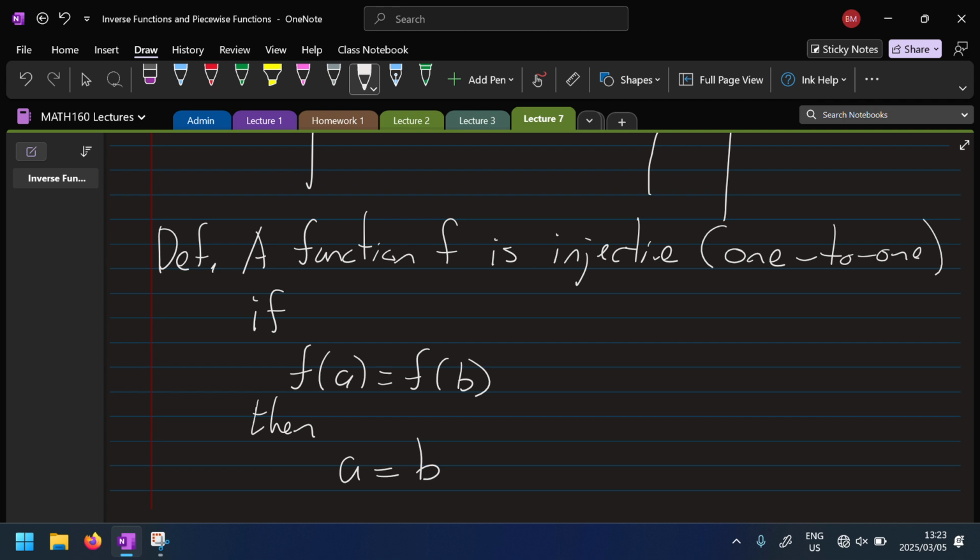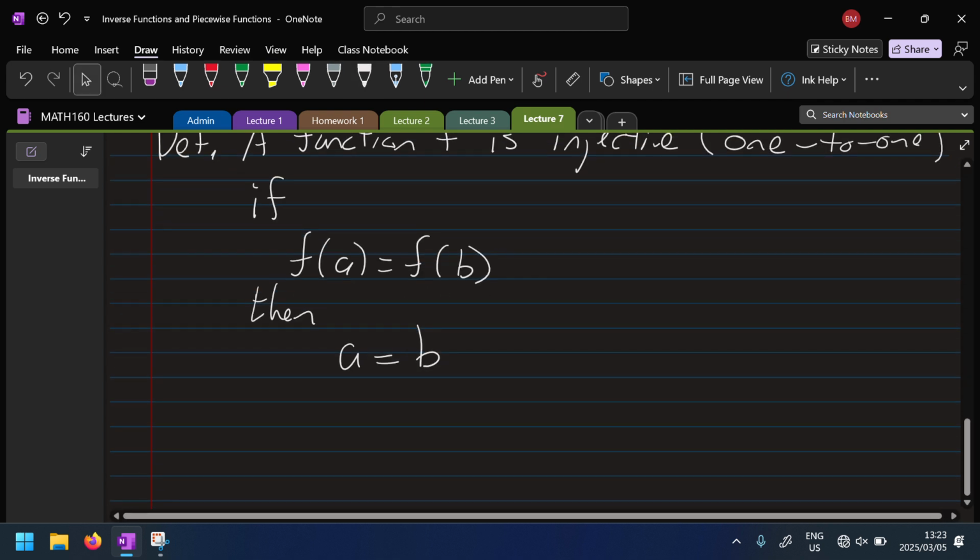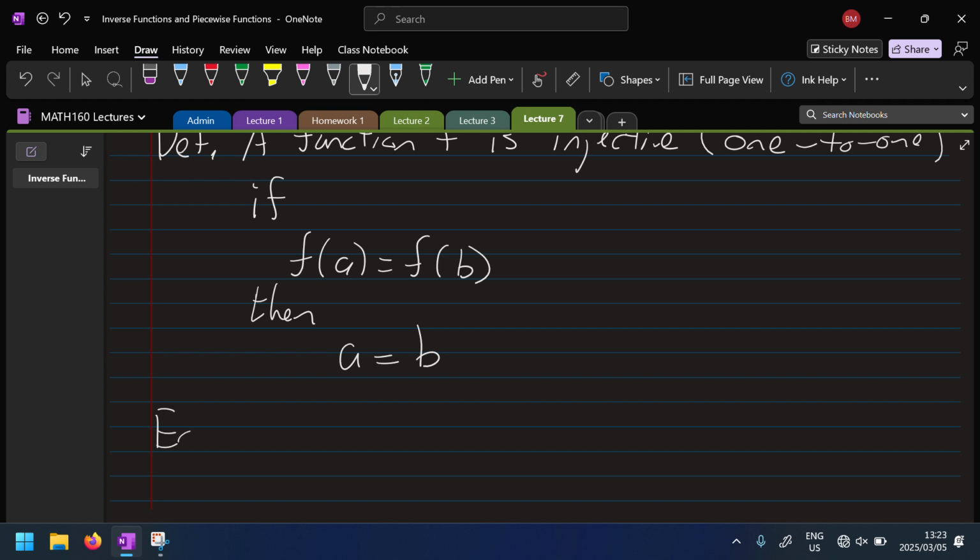So given a function f, we just need to check this condition. If f of a equals f of b, then a equals b. That's the condition. If it's true, it's injective. If it's not true or false, it is not injective. Okay, one or the other. So let's have a look at an example. So we'll do a non-example and then an example.